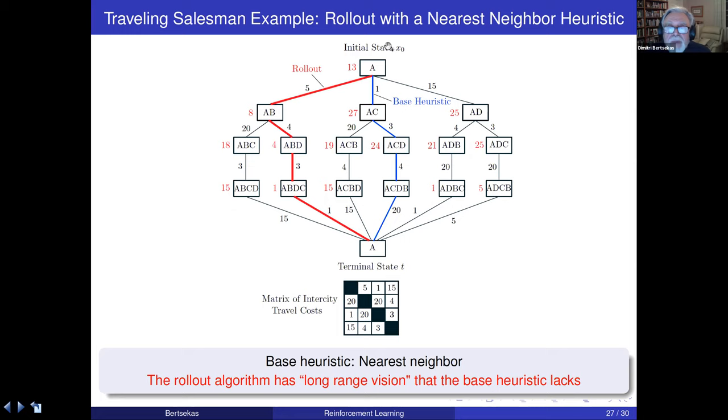By contrast, at the very first city over here, the rollout looked all the way down to the end. In other words, it has long-term vision and goes down all the way to the end, compares this path, and now this path, and now this path. So it doesn't get caught by surprise down the line because it looks at more paths, not always all of them, and also looks further down the line from the initial state. It has what I call long range vision, which the base heuristic lacks completely. And that's a key thing to understand about rollout. It looks all the way to the end of the horizon and looks at paths that are multi-step as opposed to being one step, at least for the case of a base heuristic.